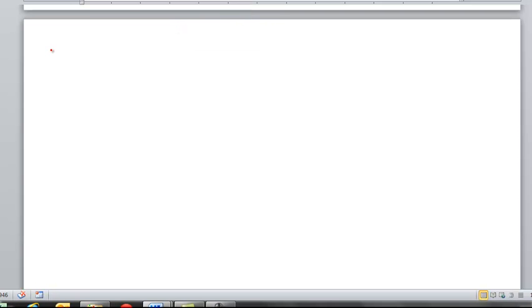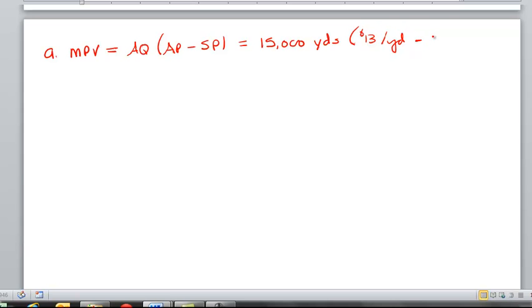So the first one is our material price variance, which is equal to my actual quantity purchased times the difference of my actual price minus my standard price. My actual quantity purchased was 15,000 yards at a price of $13 per yard versus a standard price of $15 per yard. So I can see that my standard price is greater than my actual price. So we know we're going to have a favorable variance here.